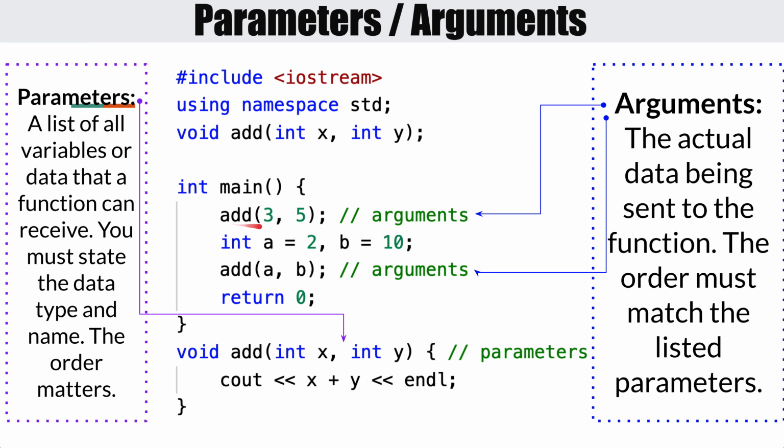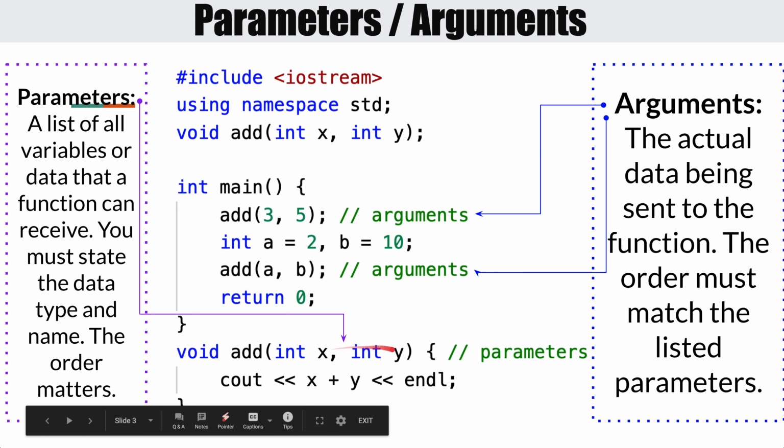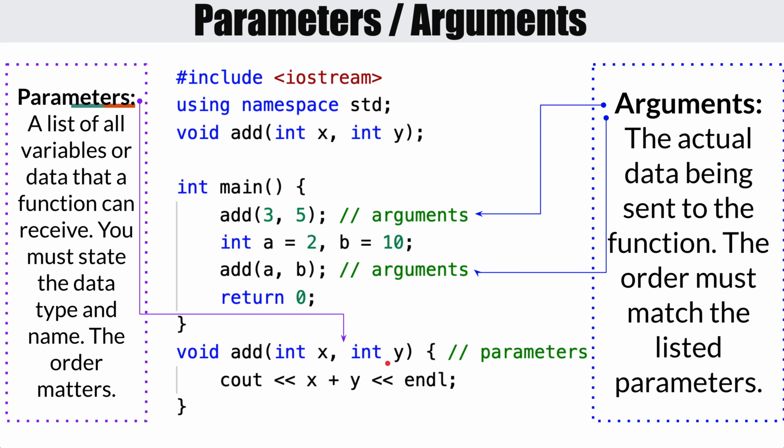So when we called the function add now, we sent it 3, we sent it 5. It goes boom, right here. So this would be a 3, this would be a 5, and this would print out an 8. And then here it would be a 2 and a 10, and that would be a 12 now. So this is how we send it.